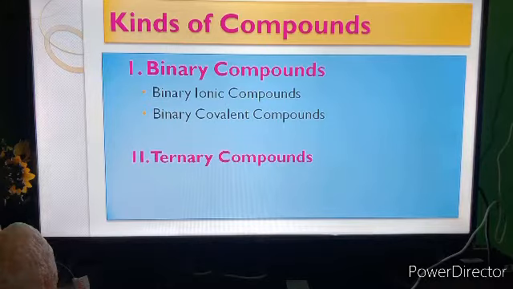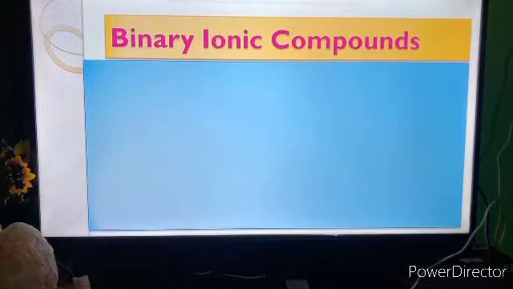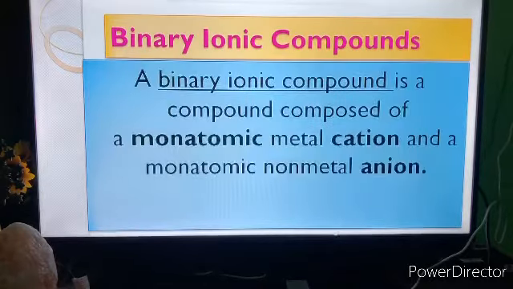The second one is what we call the ternary compounds. If binary compounds are composed of two elements, ternary compounds are composed of more than two elements. Now, let us go on with the binary ionic compounds. Under the binary compounds is the binary ionic compound, a compound composed of a monoatomic metal cation and a monoatomic nonmetal anion. In simple terms, these compounds are composed of one metal element and one non-metal element.